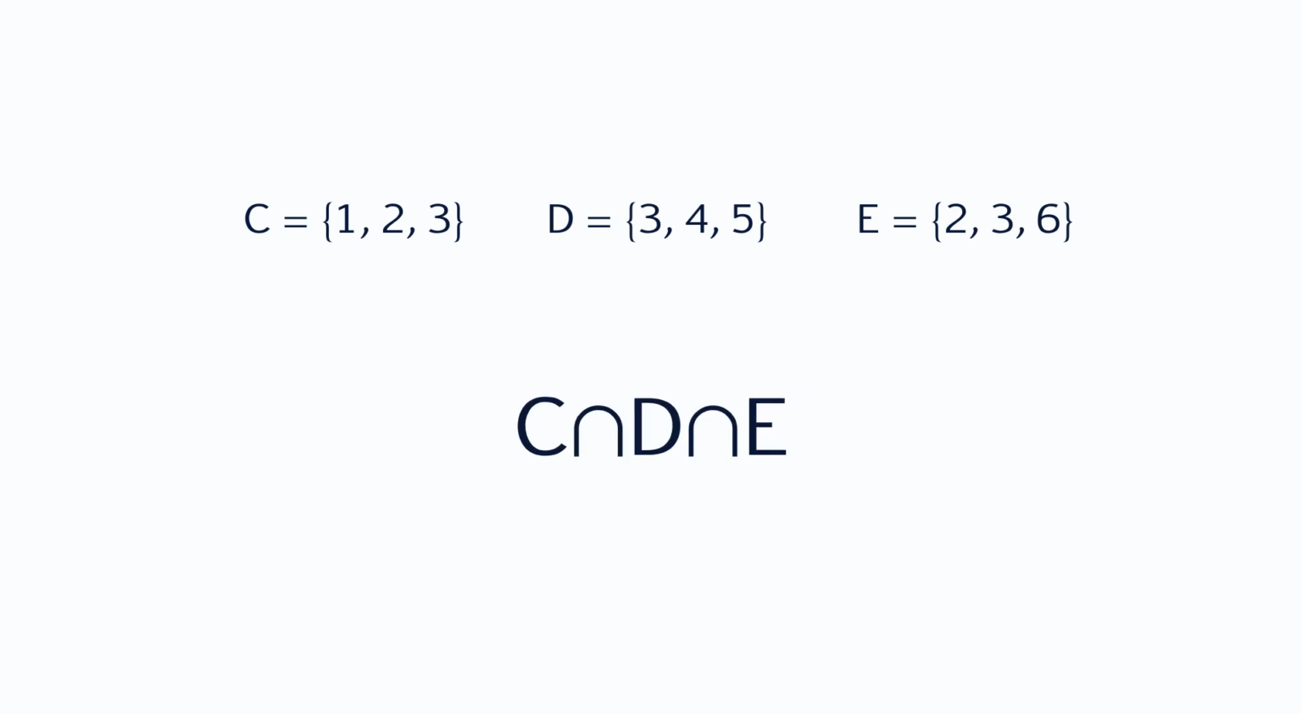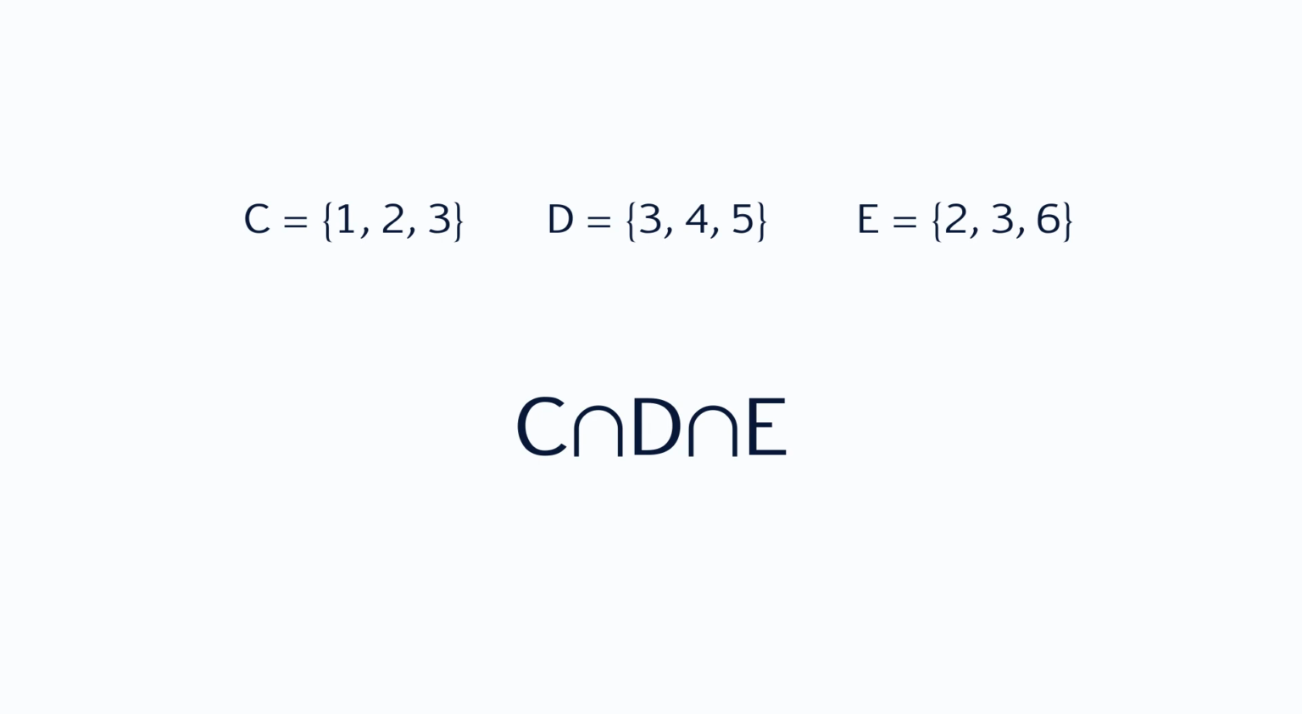The set C contains the numbers 1, 2, 3. Set D is made up of 3, 4, 5. And 2, 3, and 6 are what comprise the set E. You want to find the intersection of C, D, and E. So you need to find the common elements.